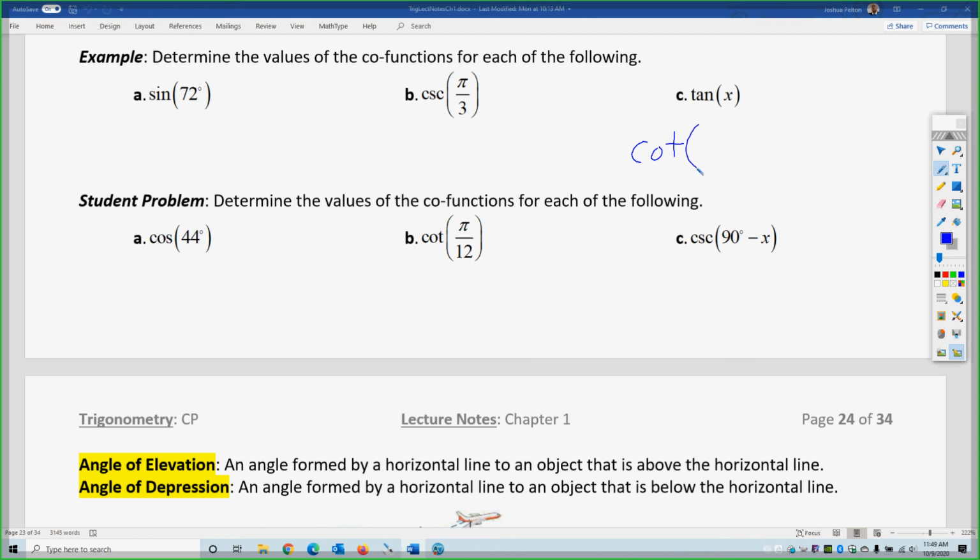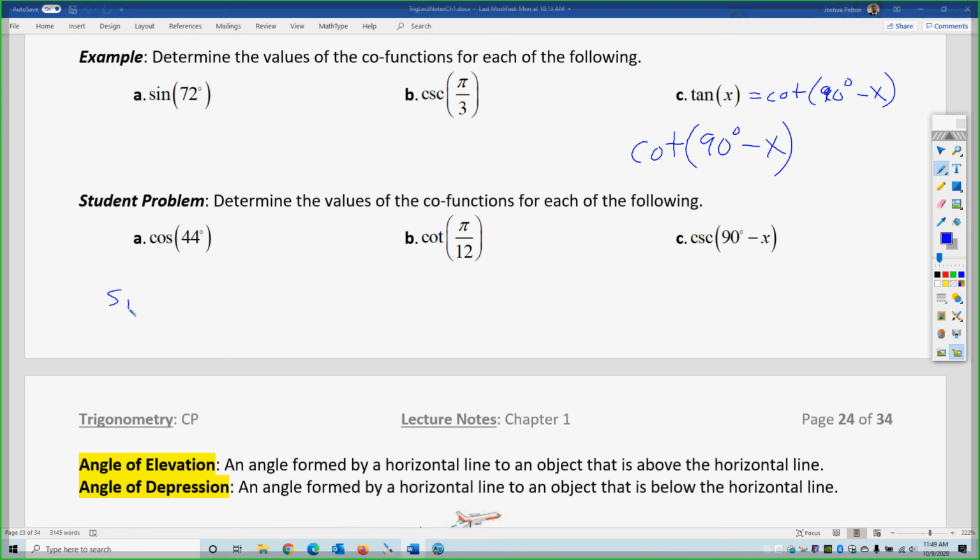It's just a variable, so it would be something you would see in an equation. So it's just going to be 90 degrees minus x, whatever x happens to be. So that's equivalent to cotangent of 90 degrees minus x. So take your favorite angle, whatever that angle happens to be, put it in there, it will work. All right, pause the video, try the student problem for yourself.